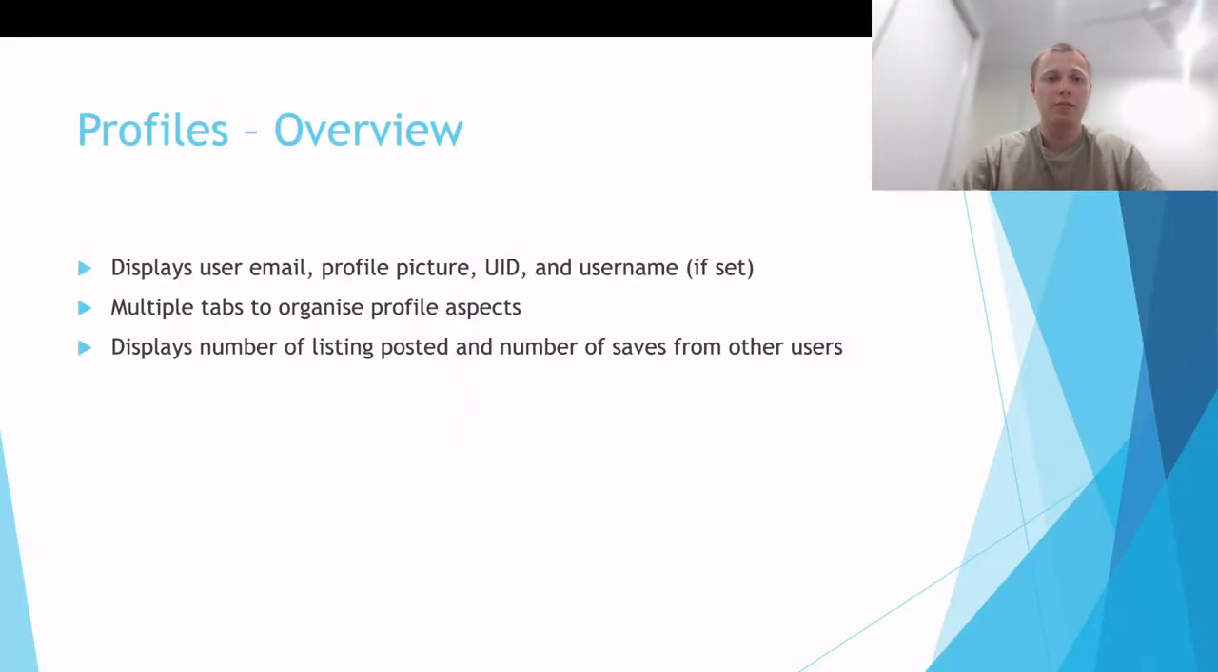The main overview of the profile page displays the user email, profile picture, UID, and username if a user has set a username. The profile page has multiple tabs to organize profile aspects, and it displays the number of listings posted and number of saves from other users at a quick glance.